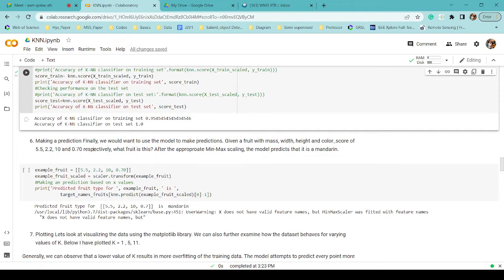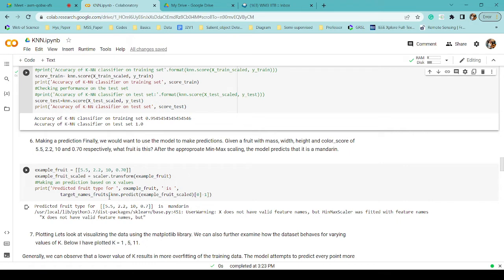So I took some random numbers: 5.5 for fruit mass, 2.2 for width, height 10 and color score 0.70. Again, this is just something which I took. You can take any number. We'll change it and we'll see how my results vary. We'll go for that also. And I'm again scaling it, because I need to scale it, since the model gives values like 1, 2, 3, 4, right?